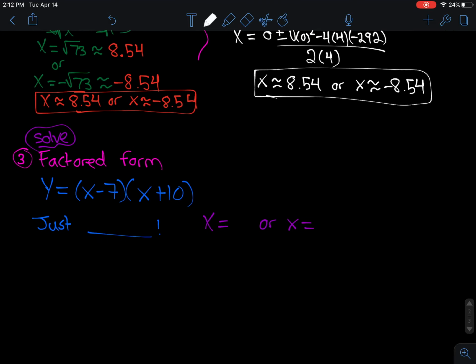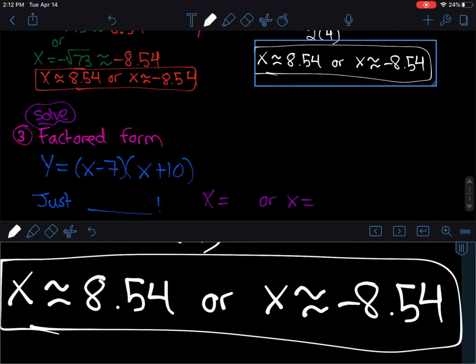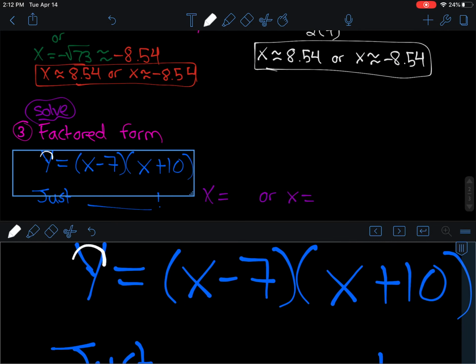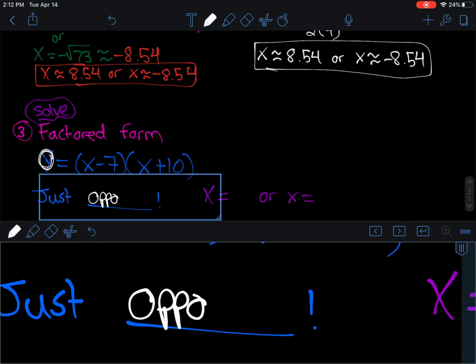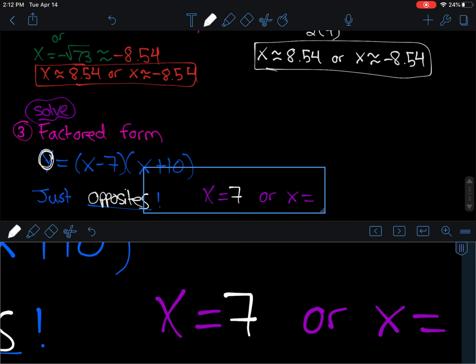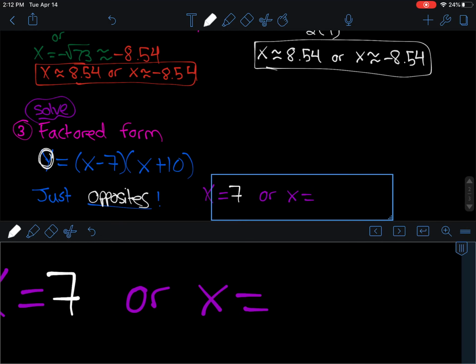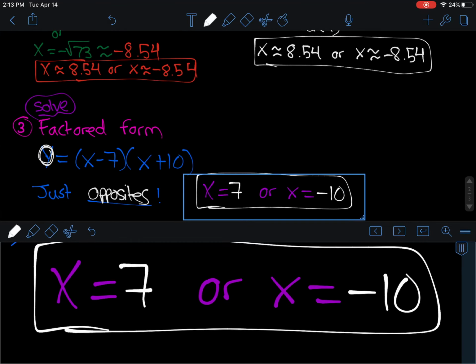And then the third type of problem you're going to solve is when it's in factored form. Factored form is awesome. It's probably the quickest way of solving. Again, you let y be 0 because you're finding the x-intercepts. And all you need to do is understand it's just the opposites. So the opposite of negative 7 would be 7. And the opposite of 10 will be negative 10. So my two answers are 7 and negative 10. And it's just that easy.